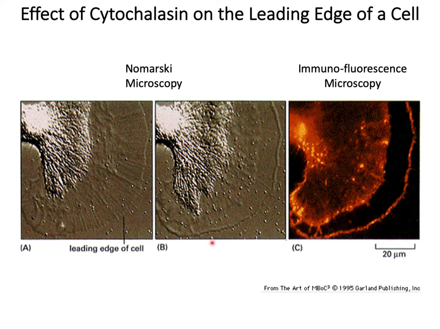In the second panel is the same cell after being exposed to cytochalasin, and you can see how the filaments are starting to shrink away from the plasma membrane. In fact, if you stain the actin in the cell, you can clearly see that the actin filaments are shrinking as a result of the cytochalasin. There is no actin near the periphery of the cell.